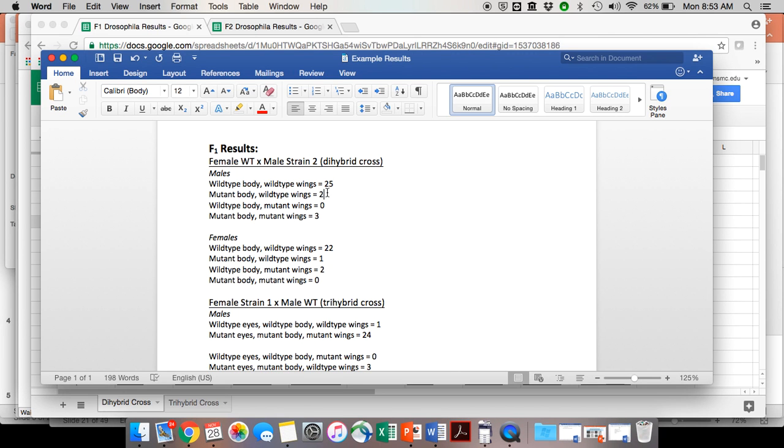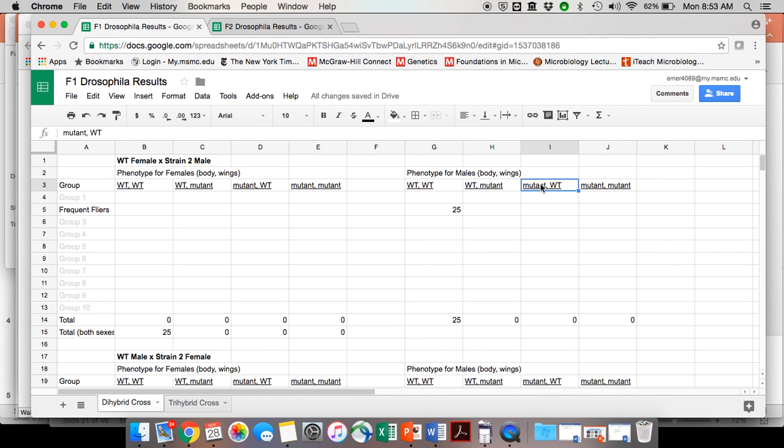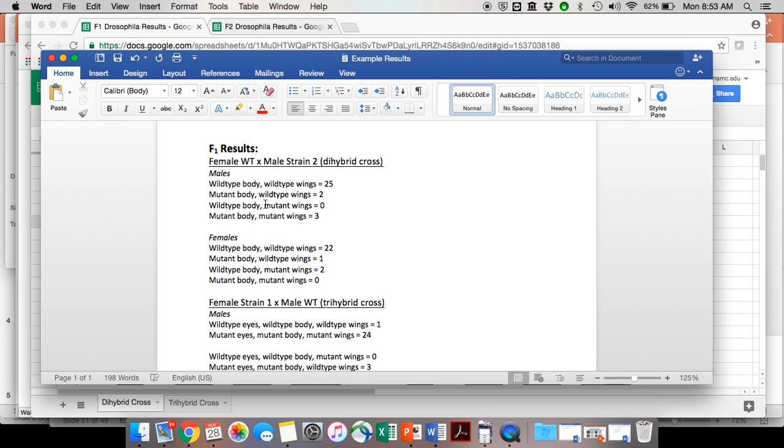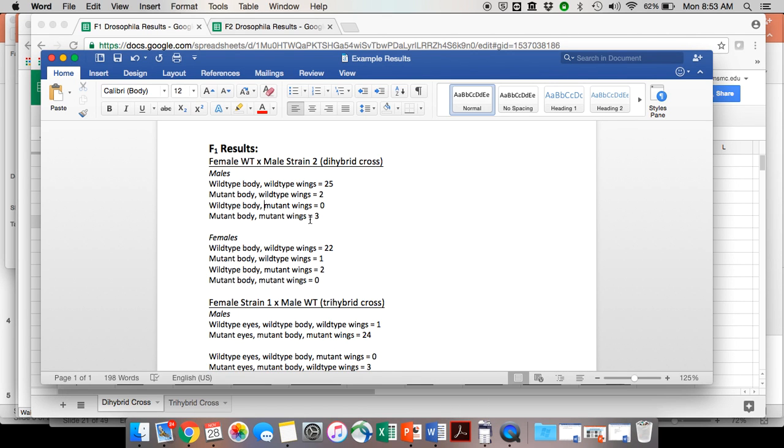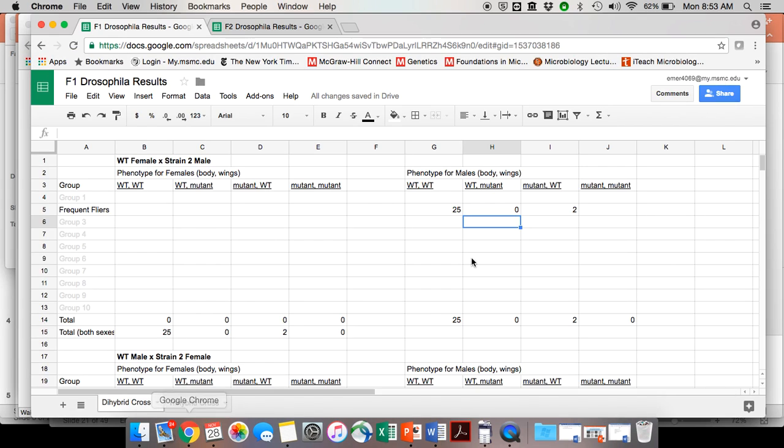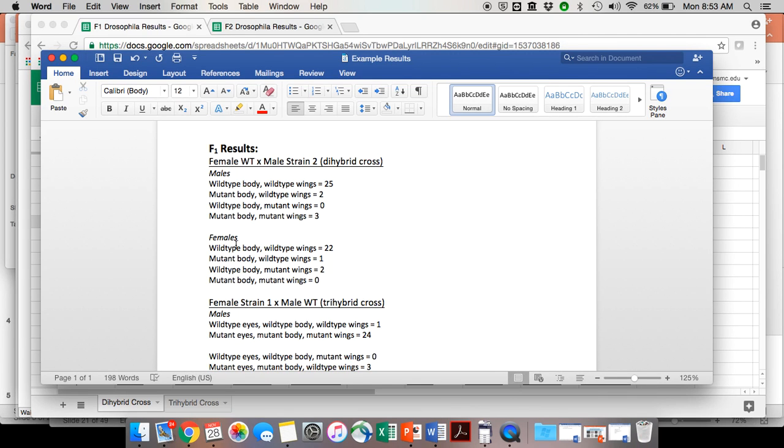We had 2 that were mutant for body and wild type for wings. So mutant for body, wild type for wings, 2. So make sure that you're matching up your counts with the right column here. We had 0 that were wild type for body and mutant for wings. So wild type body, mutant wings, 0. And then we had 3 that were mutant for body and mutant for wings. We would put 3 in here. Those are male counts. Then we can do our females.